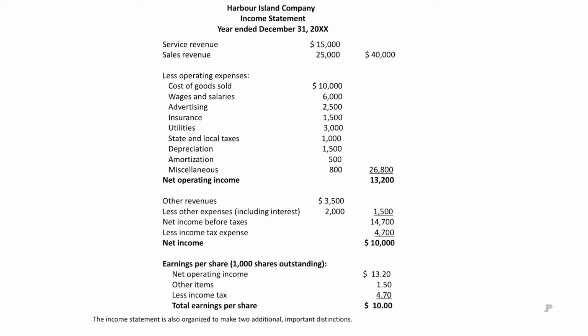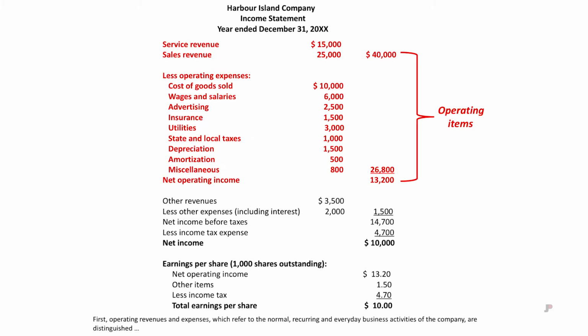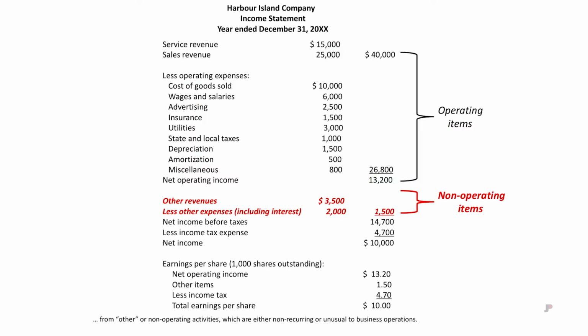The income statement is also organized to make two additional important distinctions. First, operating revenues and expenses, which refer to the normal, recurring, and everyday business activities of the company, are distinguished from other or non-operating activities, which are either non-recurring or unusual to business operations.